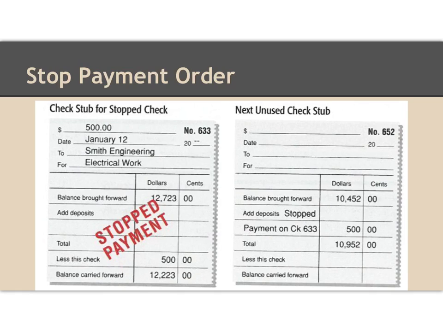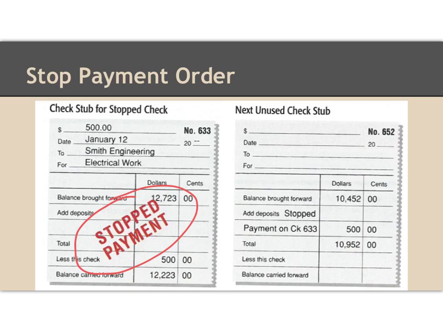Here is visually what this looks like. Notice that we have written very clearly on the stopped check stub, stopped payment. This check should never ever reappear for us. At some point in the past, on January the 12th, we issued a check to Smith Engineering in the amount of $500, and for whatever reason we need to stop payment on that check, and we don't notice it until we're all the way ahead to check number 652. So we've made that stop payment order, and we go to stub 652, which is the next check stub in order. We have previously written 651.